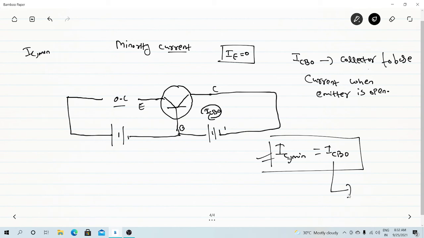So this is exactly same, or you can say similar to the reverse current in PN junction, that is, let's say, I0. And basically it is a function of temperature, as like I0.